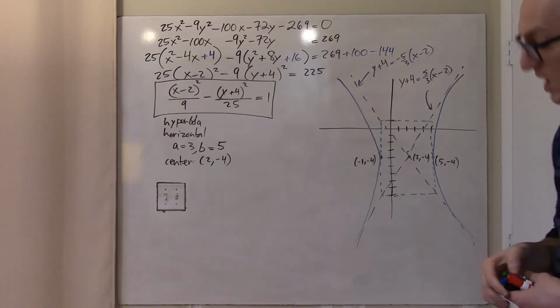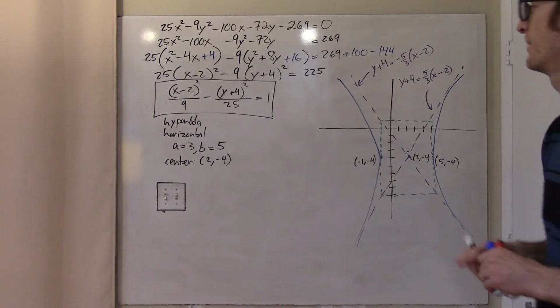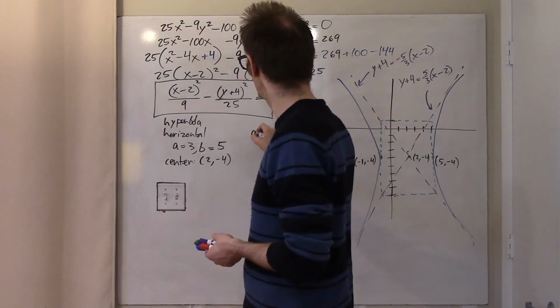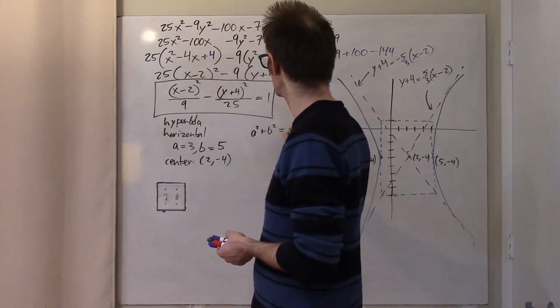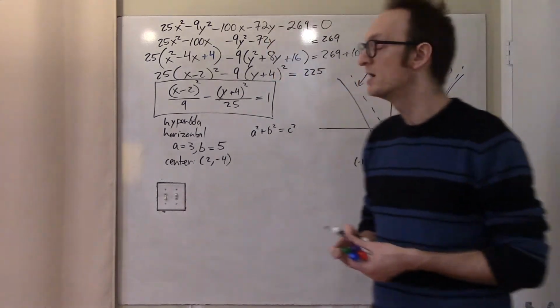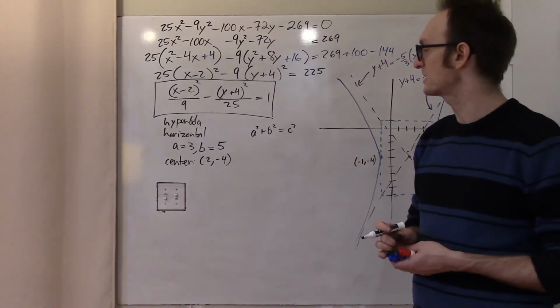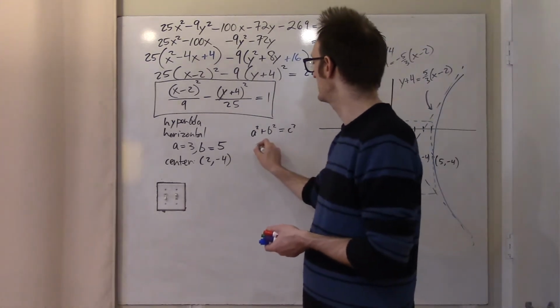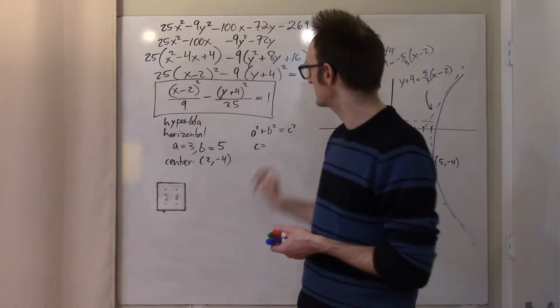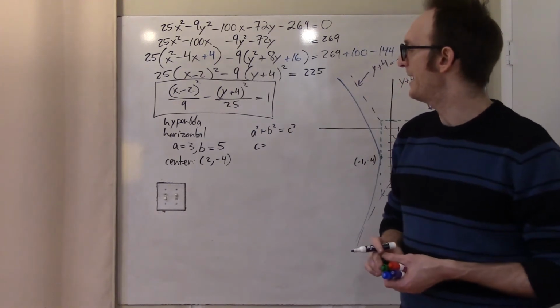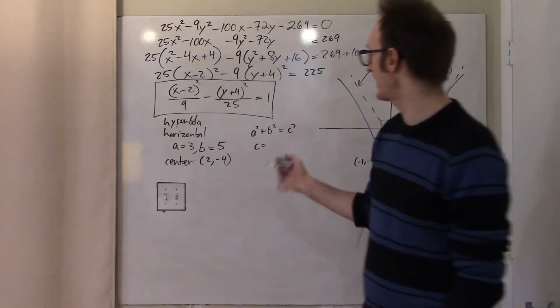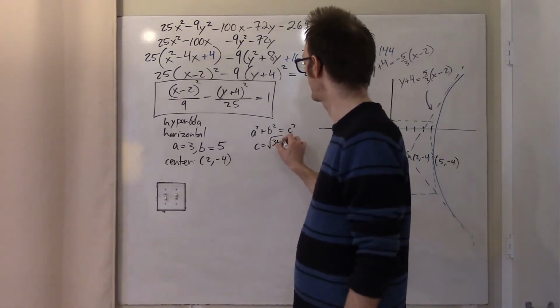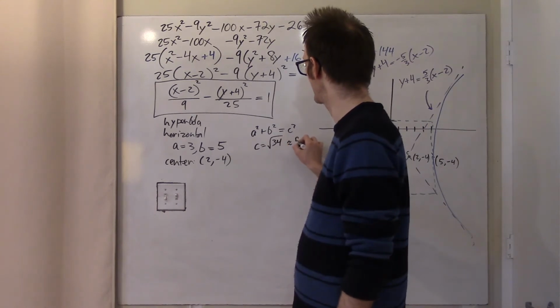What's left to do? Well, we should find out where the foci are. In any hyperbola, a squared plus b squared equals c squared, because we defined b such that b squared is c squared minus a squared. So, okay, what does that mean? It means that c in this case is going to be root 34, I guess. So this is root 34. So this is like, I don't know, 5.9 or something.